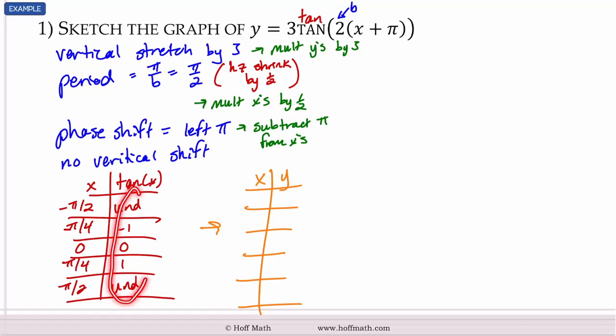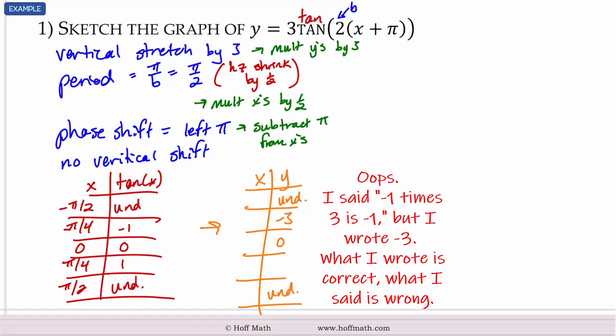We'll take all of these y values and multiply them by 3. Of course, if you have undefined and you multiply by 3, well, you can't really do that. It's really still undefined. So that's at the beginning and the end. Then negative 1 times 3 is negative 3, then 0, then positive 3.